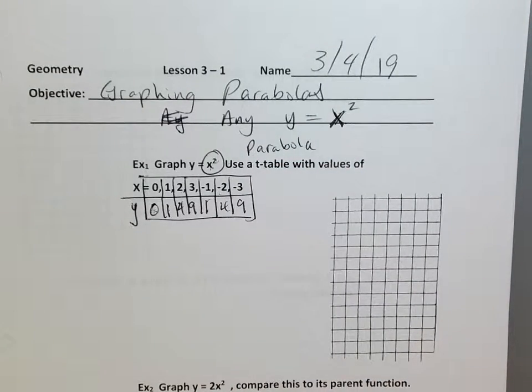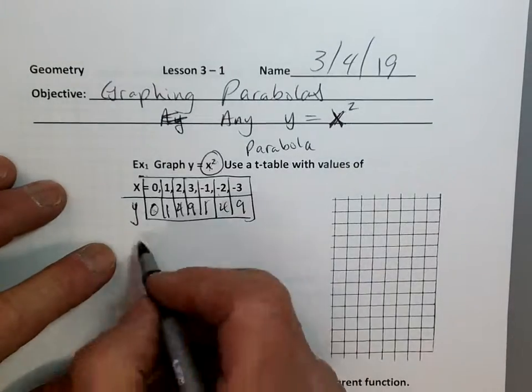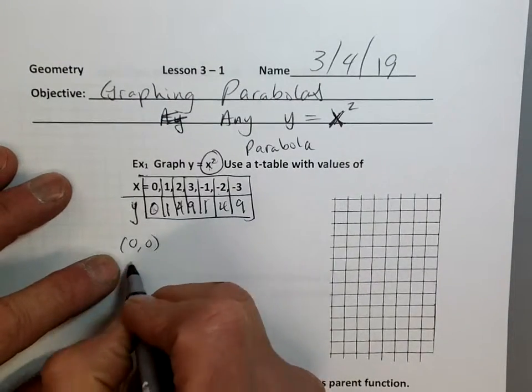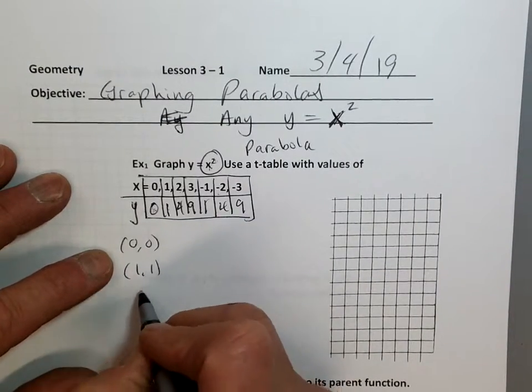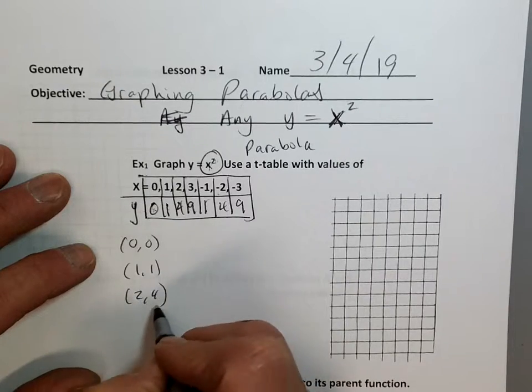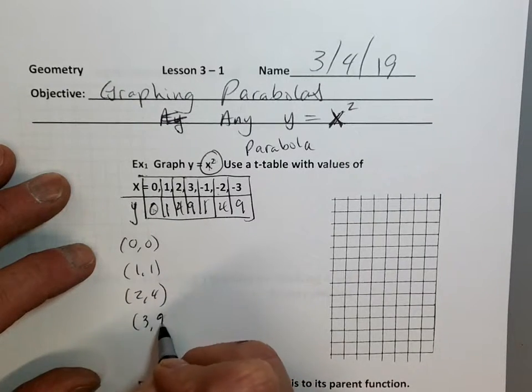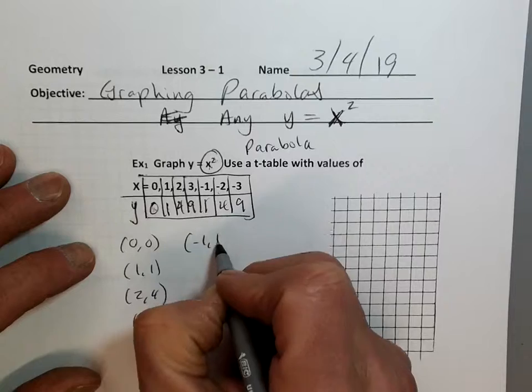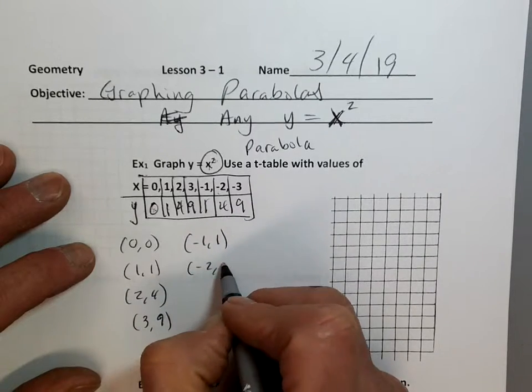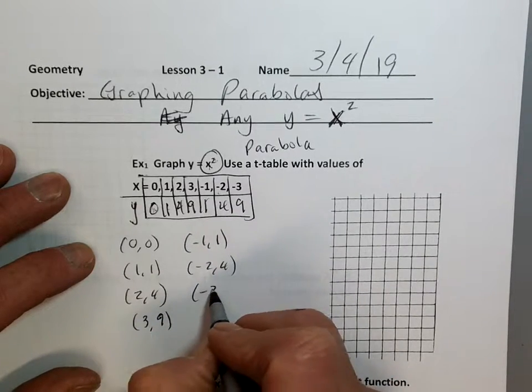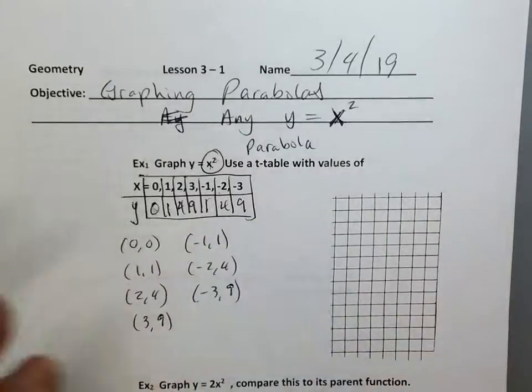These are coordinates of points from a t-table. So my points really are 0, 0, I've got a 1, 1, I've got a 2, 4, I've got a 3, 9, I also have a negative 1, 1, a negative 2, 4, and a negative 3, 9. Okay. So I want to graph those points.